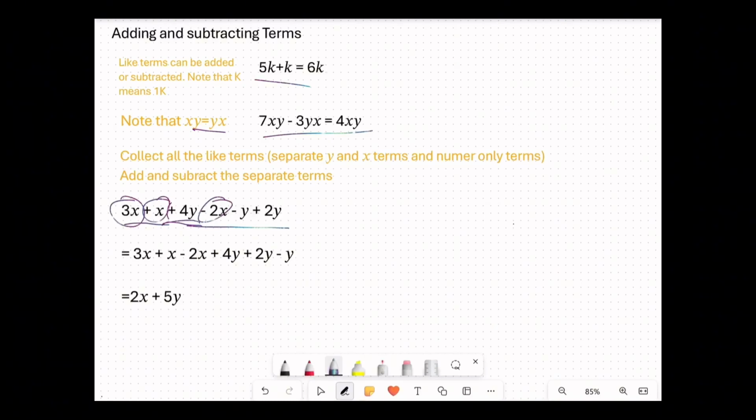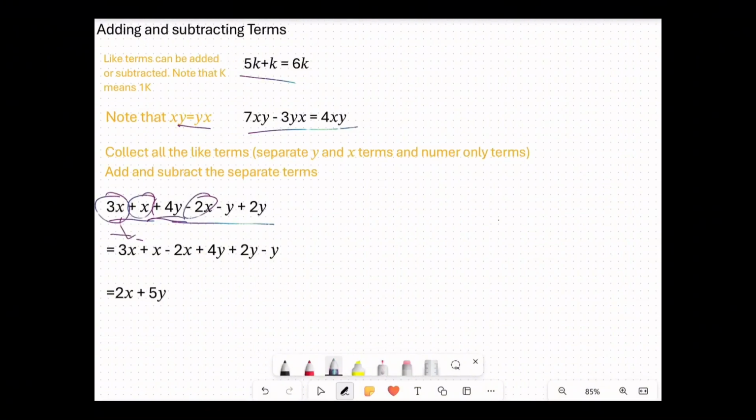These are our x terms. We've got to collect our like terms, in this case x's and y's. 3x goes there, x goes there, and 2x goes there. Then you've got to collect our other like terms, the y's. 4y goes there, minus y goes there, and plus 2y goes there. So essentially, these are the x's and these are the y's. We've got to put all of the like terms together.